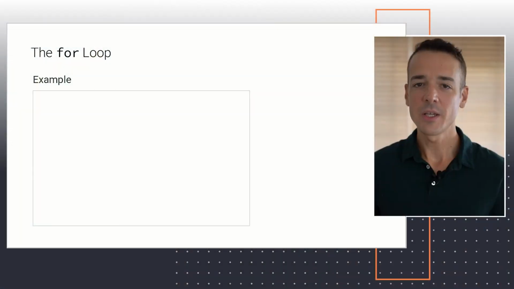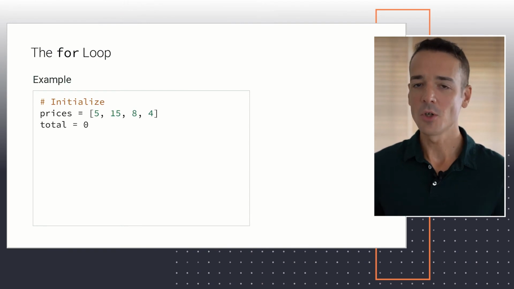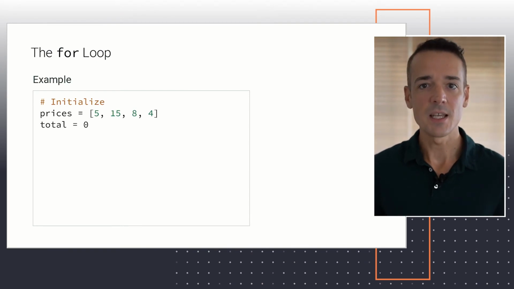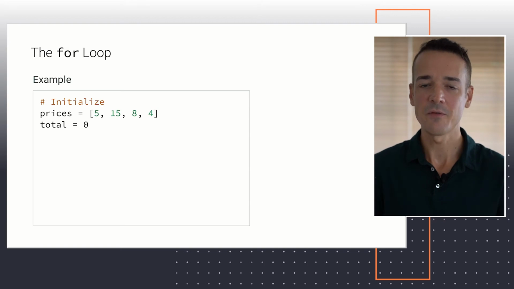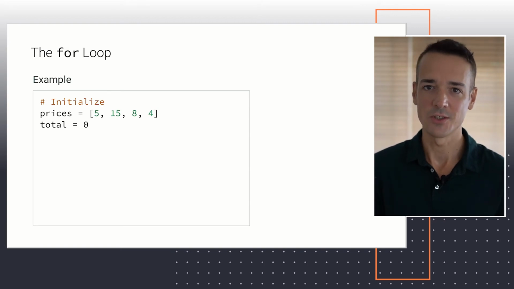Here's a more sophisticated example. Let's assume the user of an online store has added a set of products to their cart, and we're interested in calculating the total amount due at checkout as the sum of the price of all products. The following code starts by declaring a variable called prices and saving it as a list of integers set to 5, 15, 8, and 4.